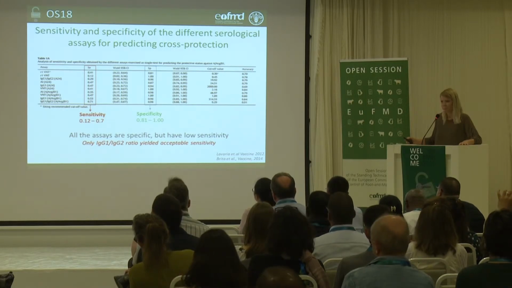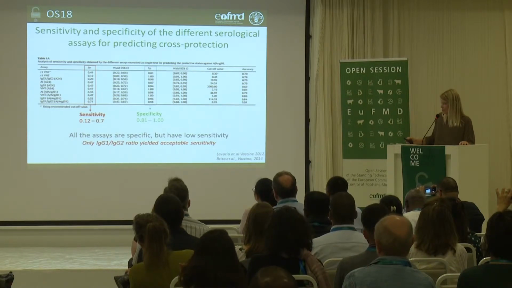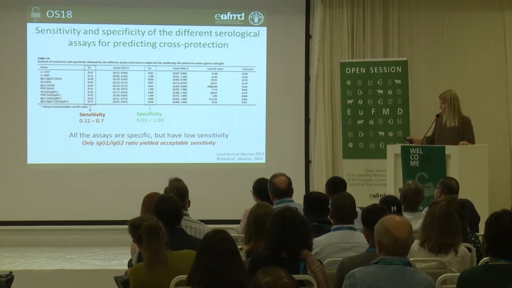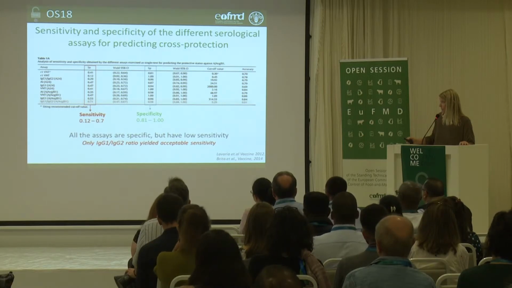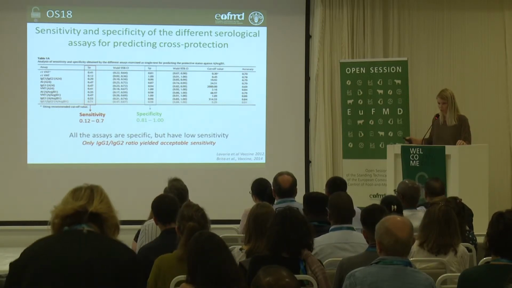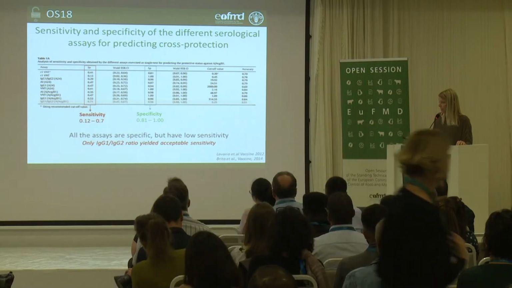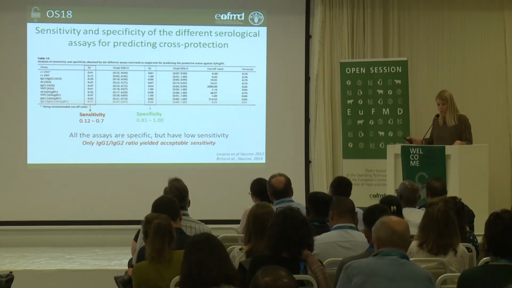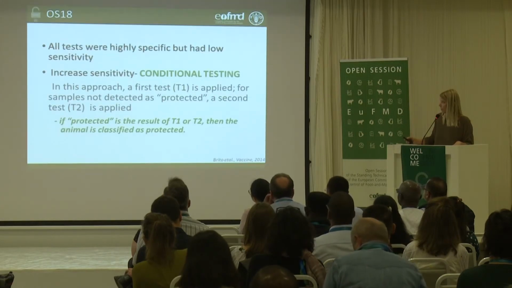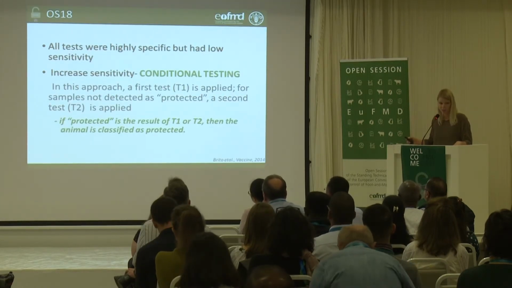And so what we see here is that the specificity of all these assays is very good, but the sensitivity is unacceptable. It can go down up to 0.12, and that's the R1. So it's really bad, except for the IgG1-2 ratio that gives quite an acceptable sensitivity, 70%, but it's not good. So the problem that we have when we are predicting cross-protection with serological assays is that we have low sensitivity.